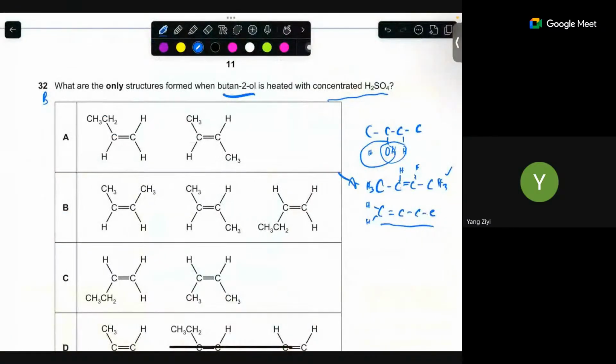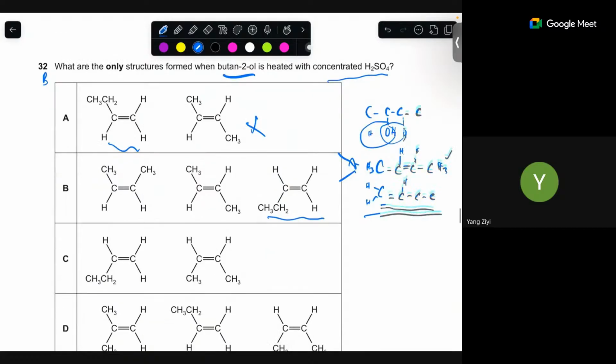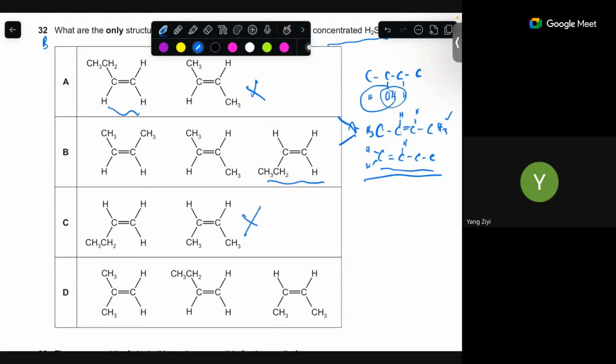Okay, cis and trans, and only this. So let's check. So this is only this, no cis and trans. Cannot be the answer. Must be 3. So only this, then must have cis and trans. CH3 cannot be this. Cannot be cis and trans like that. This is trans. This is cis. Two different. The answer is B.